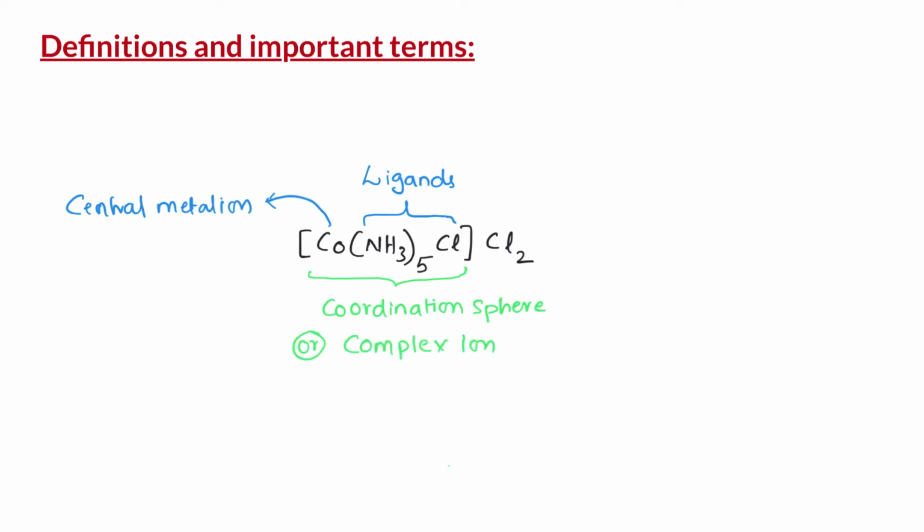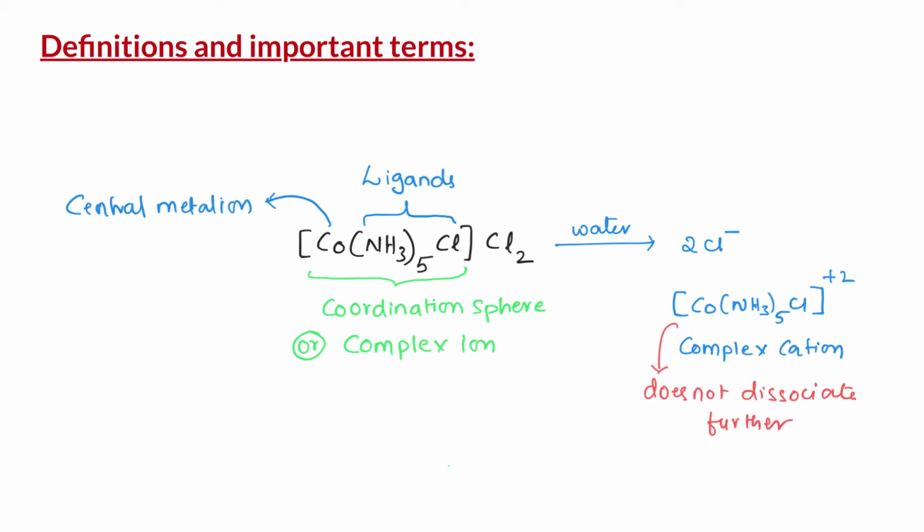As we discussed earlier, this compound, when dissolved in water, produces two Cl- ions and one complex cation with the formula Co(NH3)5Cl, and with a net charge of 2+. The complex ion does not dissociate further in water. It acts as a single entity similar to a polyatomic ion.